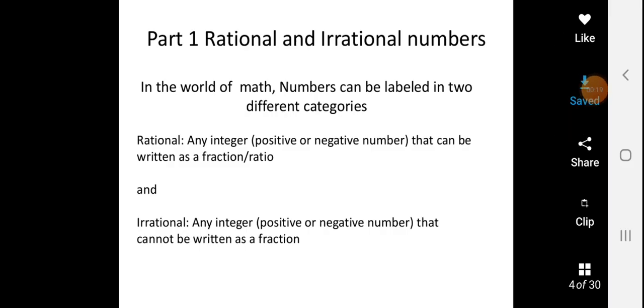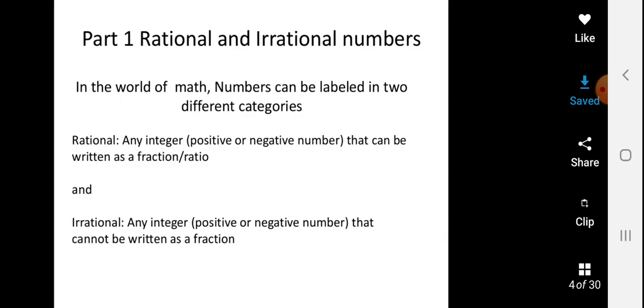In this chapter, we will all talk about rational numbers, irrational numbers, and terminating and non-terminating rational numbers. So in the world of maths, numbers can be labeled in two different categories. First is rational: any integer, positive or negative number that can be written as a fraction or ratio, which is p by q, where q should not be 0. And irrational: any number that cannot be written as a fraction.